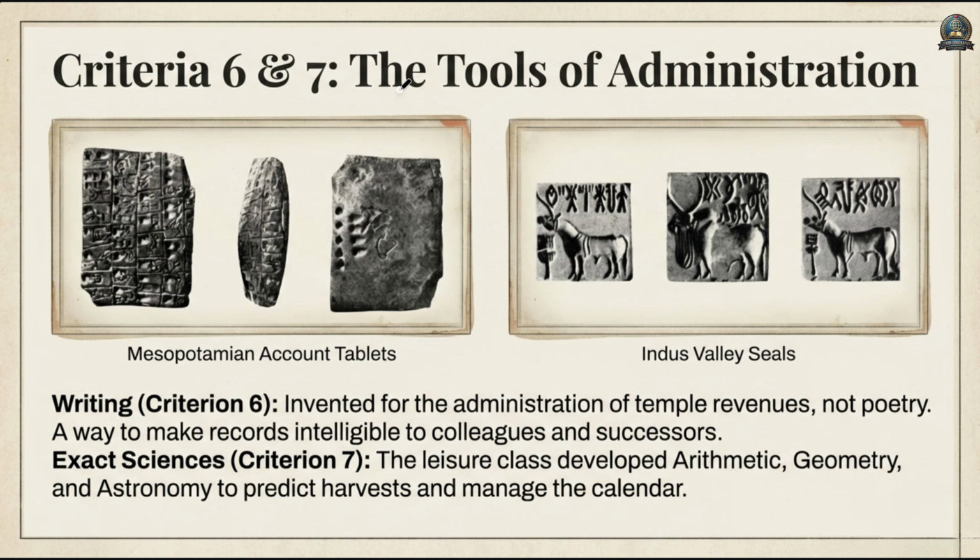Then criteria 5 and 6, the tools of administration: Mesopotamian account tablets, Indus Valley seals. Writing was invented for the administration of temple revenues, not poetry, a way to make records intelligible to colleagues and successors. Exact sciences, criterion 7: the leisured class developed arithmetic, geometry and astronomy to predict harvests and manage the calendar.